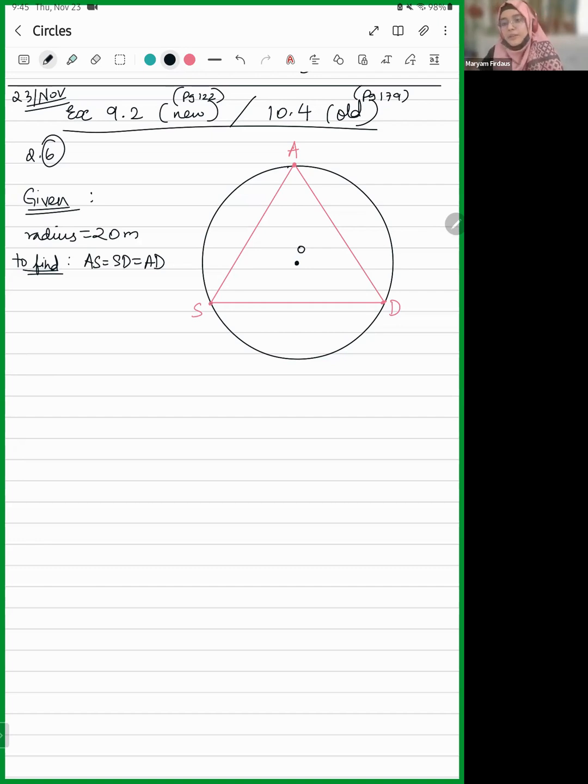So can someone suggest what we can do in this case? Just think about it. We can find one person's telephone line and we can find everyone's because it's already equal. Yes, they are equal. So how do we find one person's length?